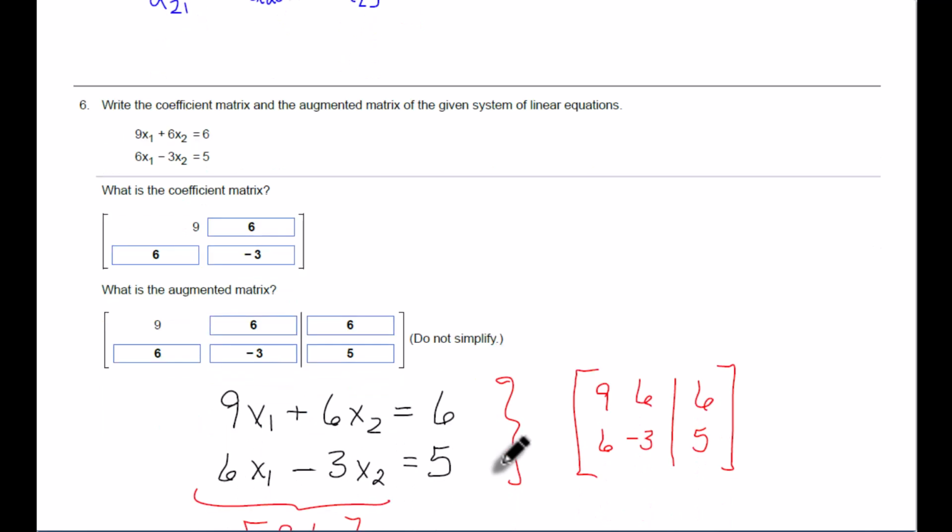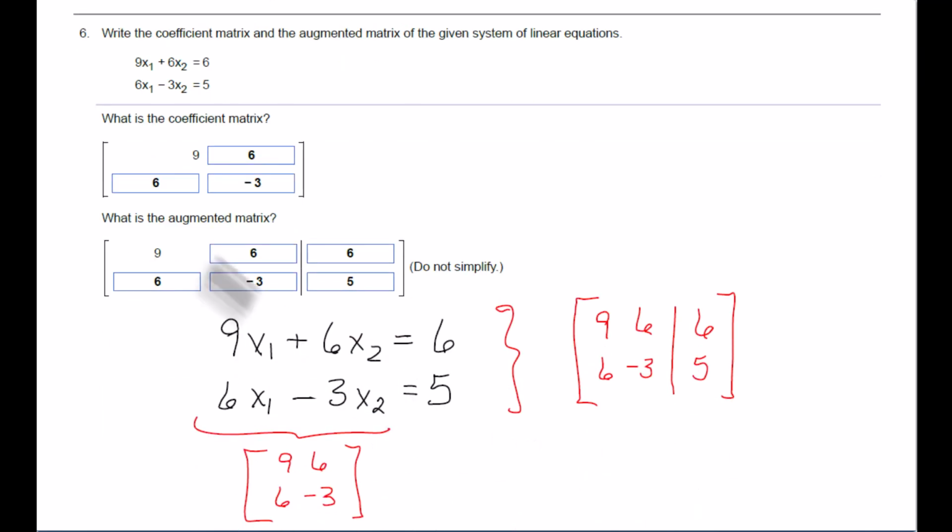All right, what else? Let's see. In question 6, they want me to take the system and write it as a matrix. All right, well, let's see. The coefficient matrix is just the coefficient numbers. And the augmented matrix has the vertical line in it, and it includes the numbers on the right-hand side.